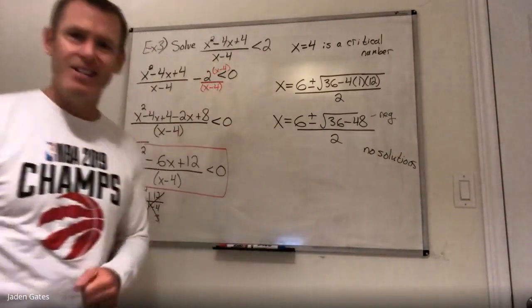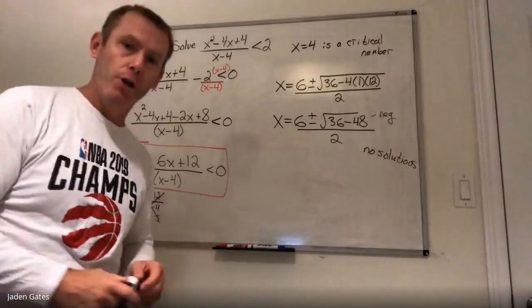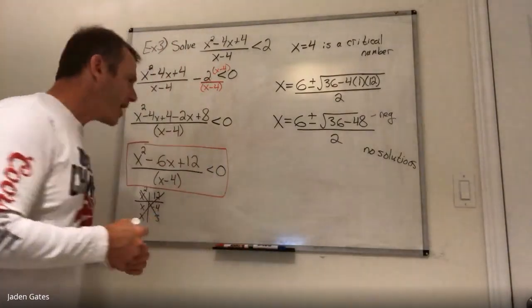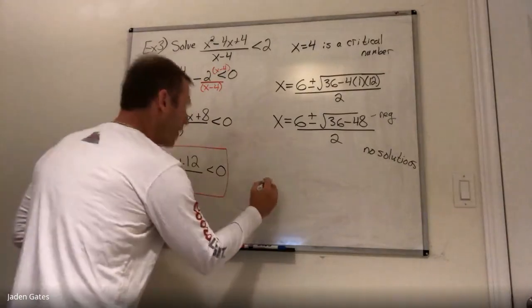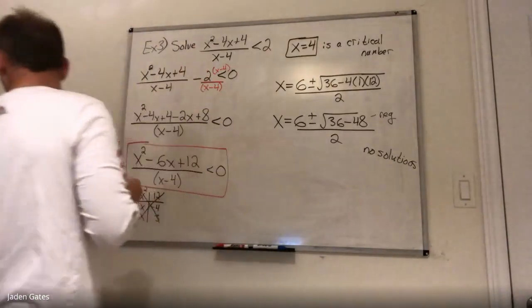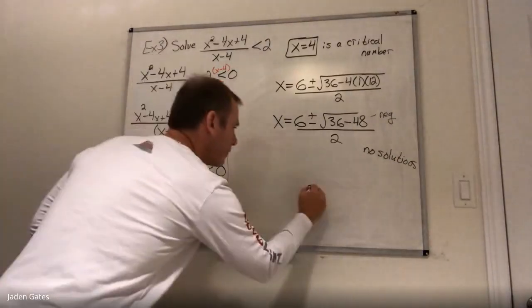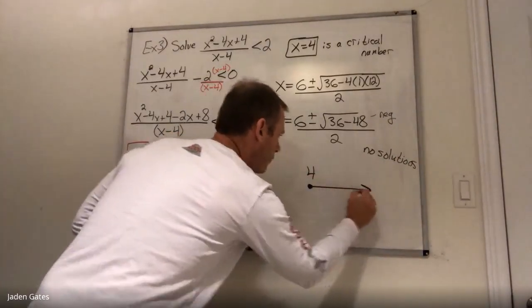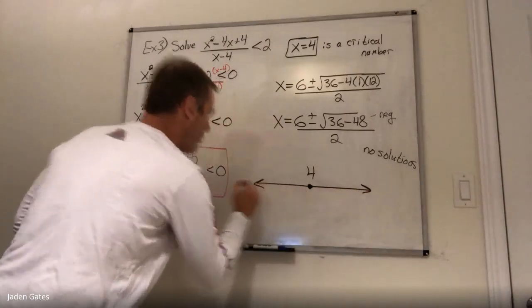Our numerator is never 0. What are you going to do? All right, so now where do I go from there? That's where we start to do those charts again. We only have one number. That's all we have to worry about. So there's a 4, and you're either after 4 or you're before 4.